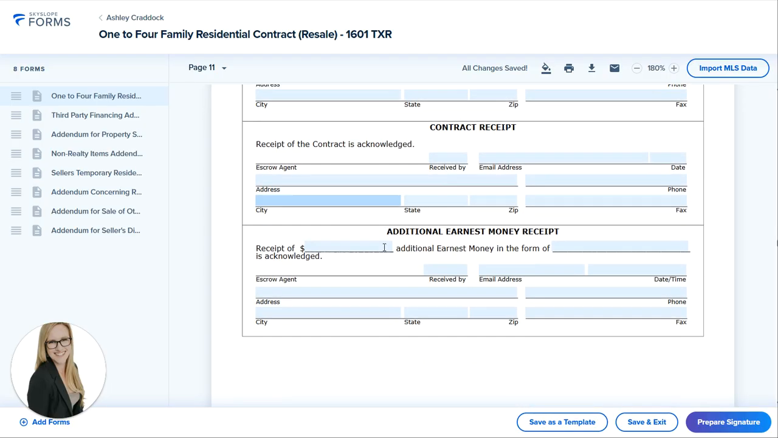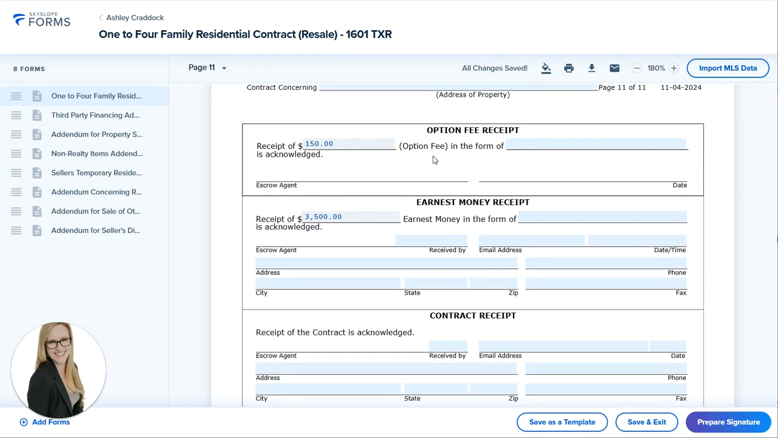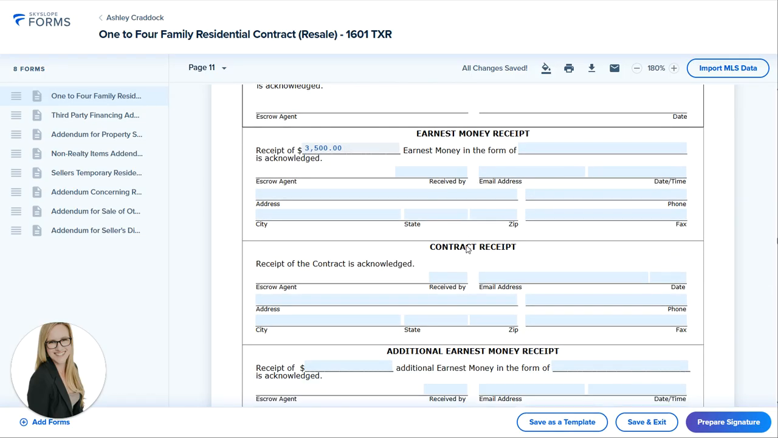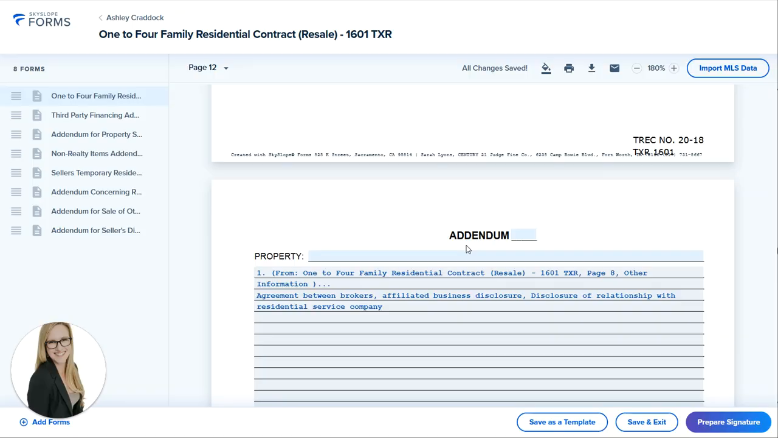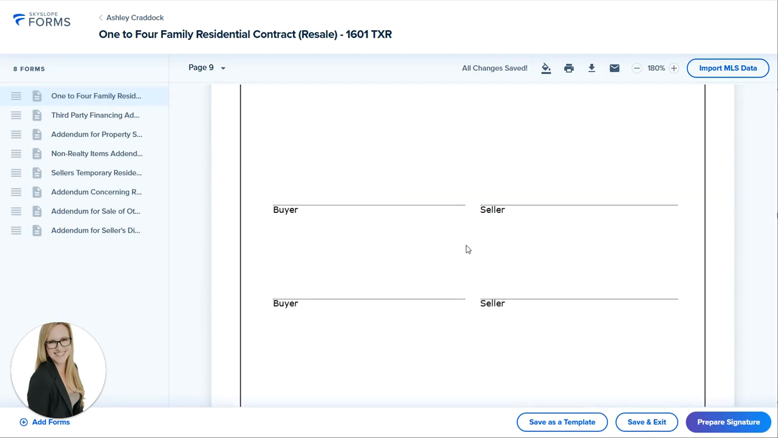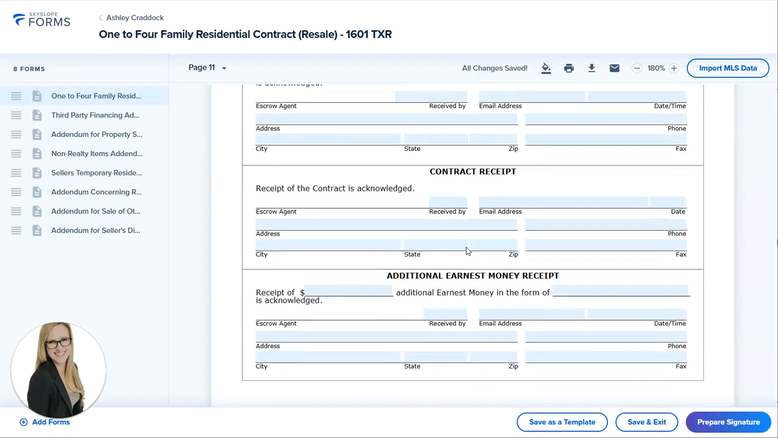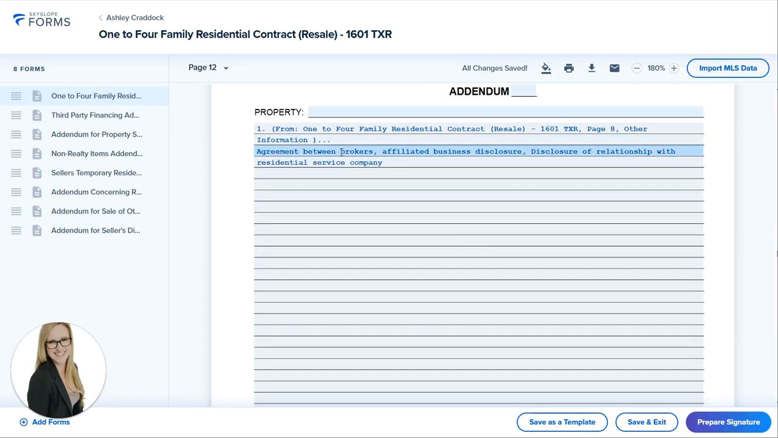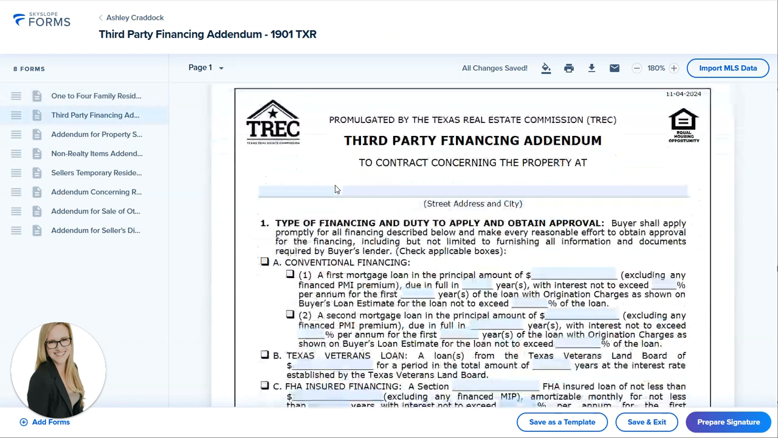So whenever the title company gets a copy of the contract and whenever they get the earnest and the option money, this is where they receipt that they have received said funds. And then for our brokerage, we have some additional disclosures that we provide, specifically the affiliated business disclosure and relationship with residential service contracts. So I have that in there as part of my default.